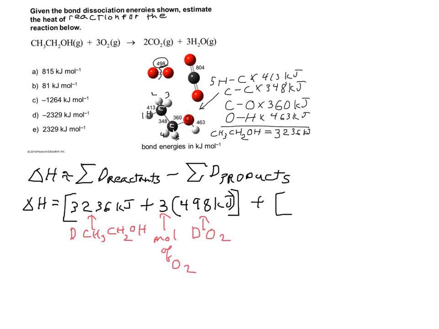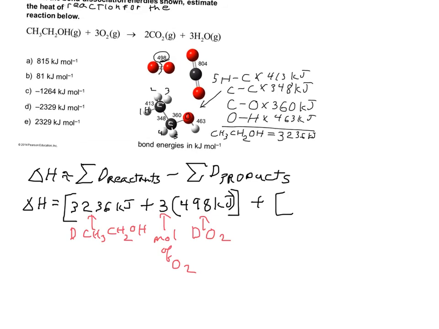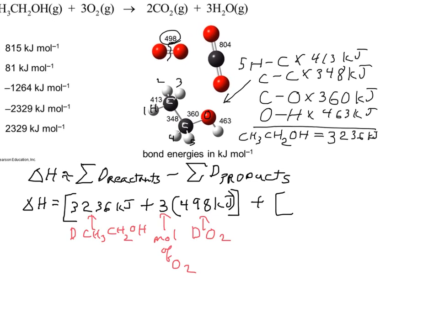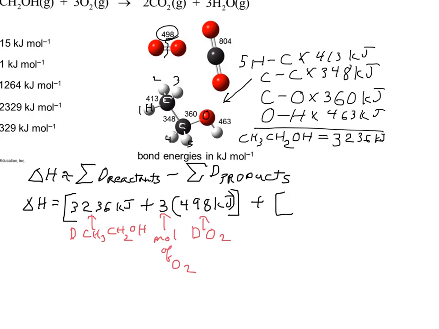So now we have to do the dissociation energy of the products. The first thing we're going to look at is our carbon dioxide here. This molecule is our carbon dioxide because we have our red oxygens connected to our black carbon. They're connected to the carbon by a double bond, and that double bond has a dissociation energy of 804 kilojoules.